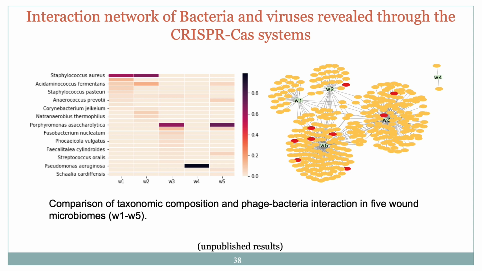For example, if we look at microbiomes 3 and 5, they do share the most similar species composition, but if we look at the interaction network, we see these two microbiomes don't share a whole lot of invaders.